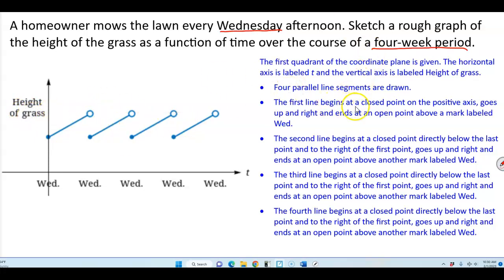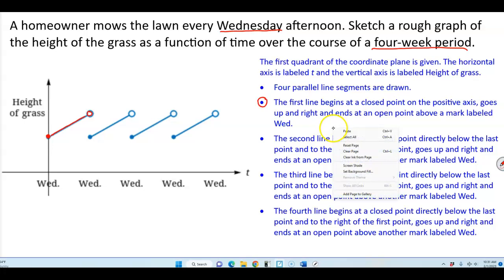Okay, so the first line begins at a closed point on the positive axis and goes up and right and ends at an open point above a mark labeled Wednesday. So therefore, this is the first week. Okay, it comes up here, and then we have an open point there. That represents the first one.